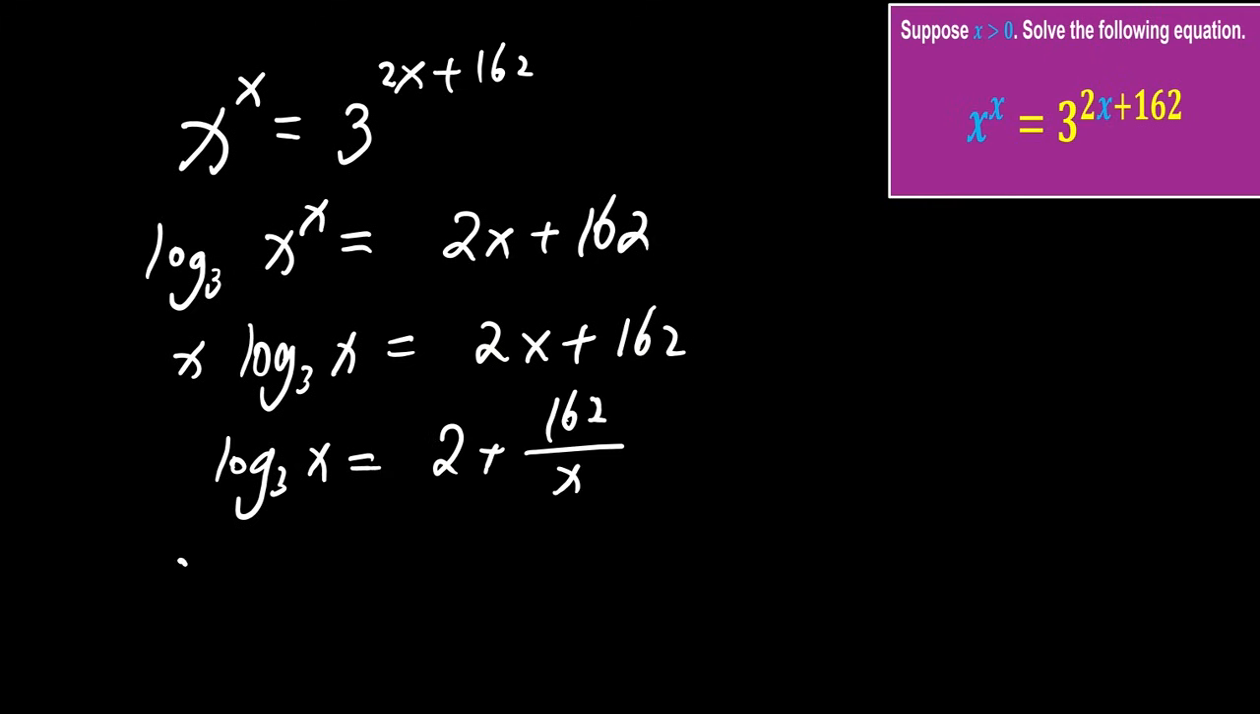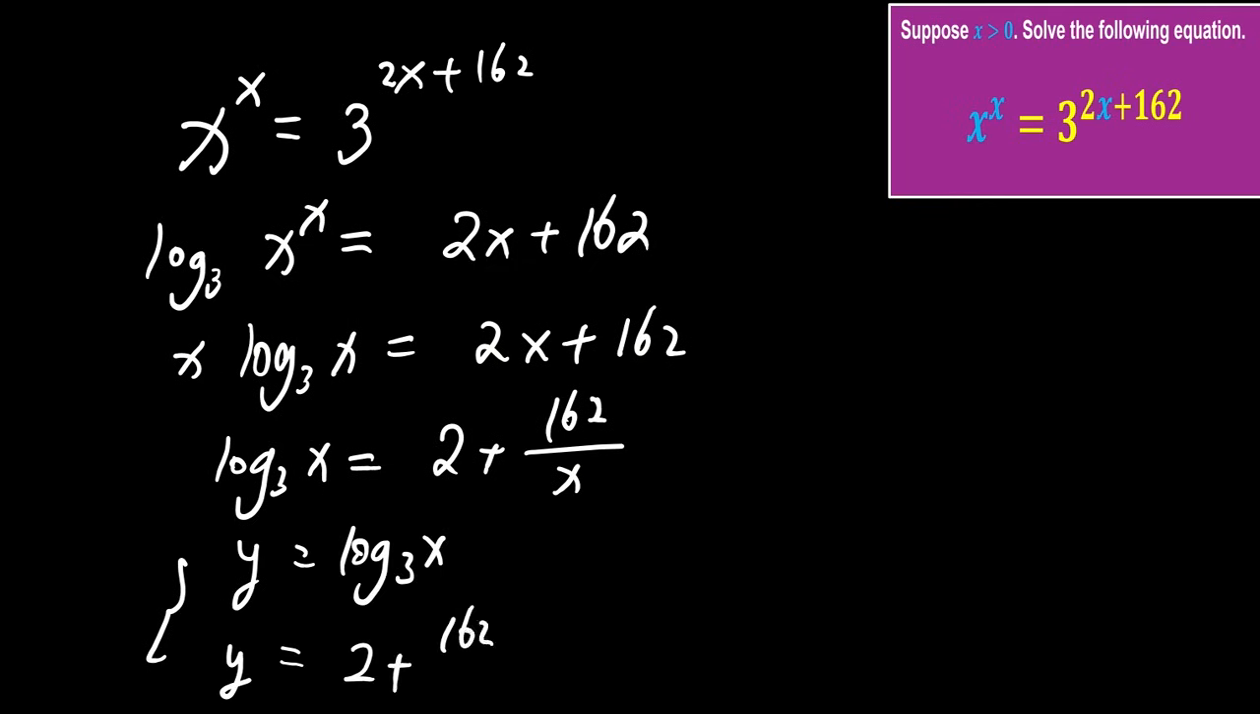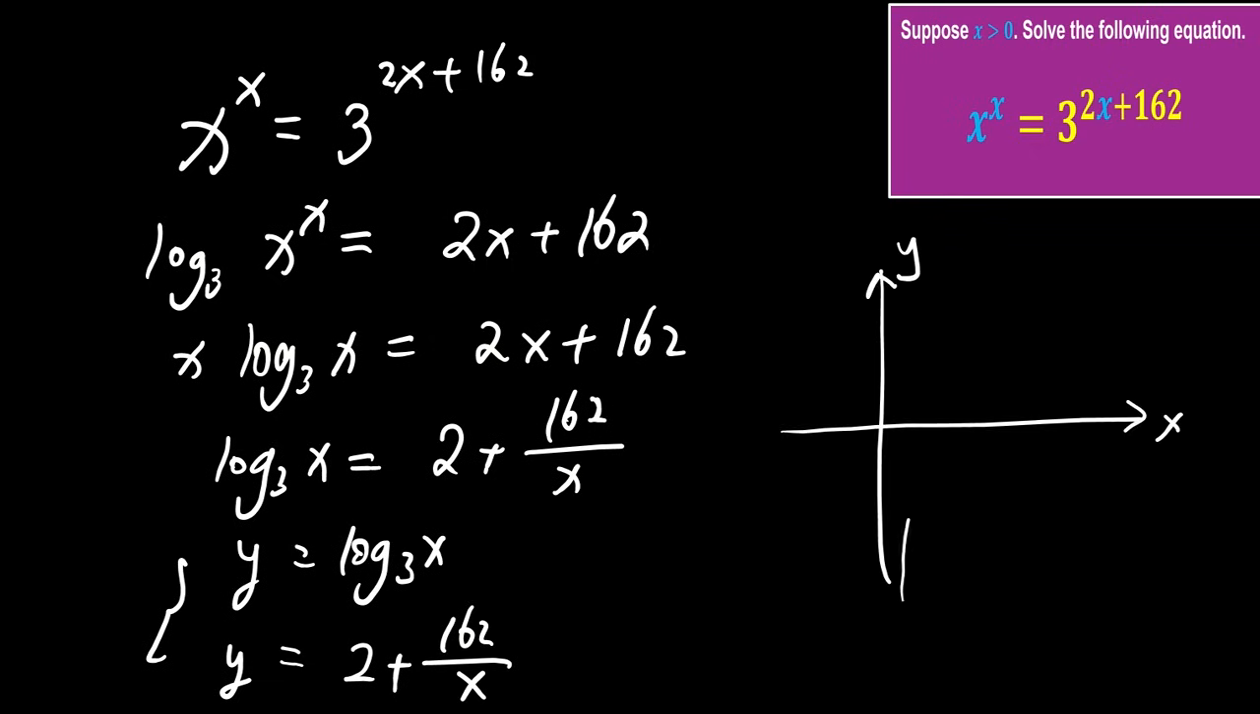We can have a graph of y equals log base 3 of x, and y equals 2 plus 162 over x. We draw on the graph, we will see that y equals log base 3 of x is an increasing graph, and the other one will be a decreasing curve. Of course, this graph is not drawn to scale, and we can see that they have one and only one intersection. And just now we already know that this intersection is at 81.